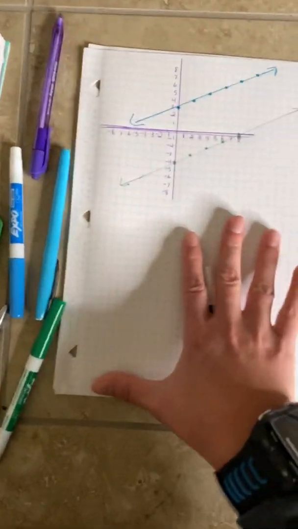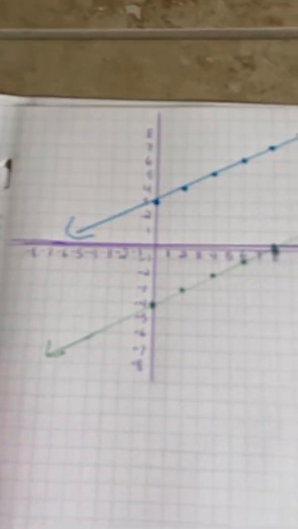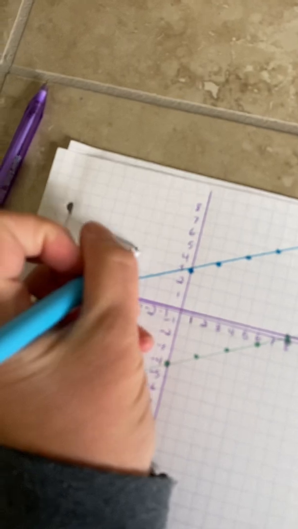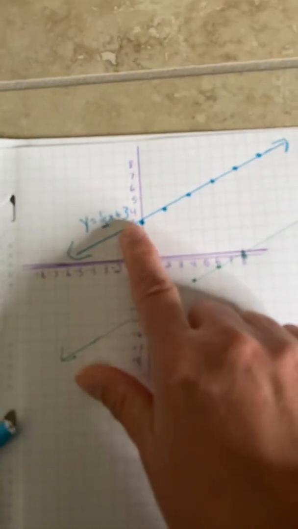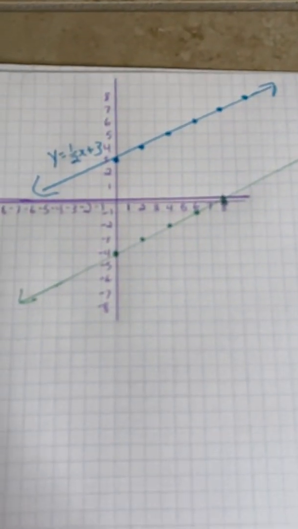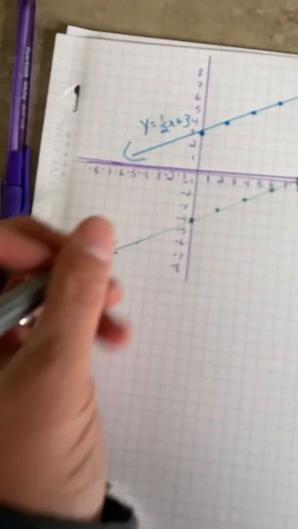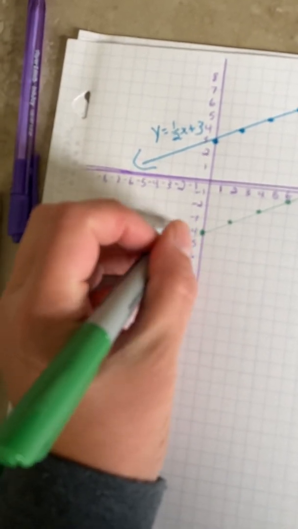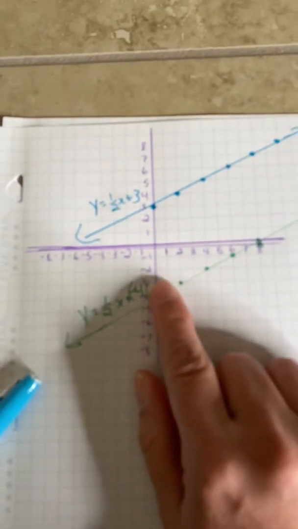All right. Here are those two equations graphed. That blue one was the y equals 1/2 x plus 3. We started on 3 on the y-axis, so we went up 1, right 2, up 1, right 2. This green one was the second equation, y equals 1/2 x plus -4. So we started at -4, went up 1, right 2, up 1, right 2.